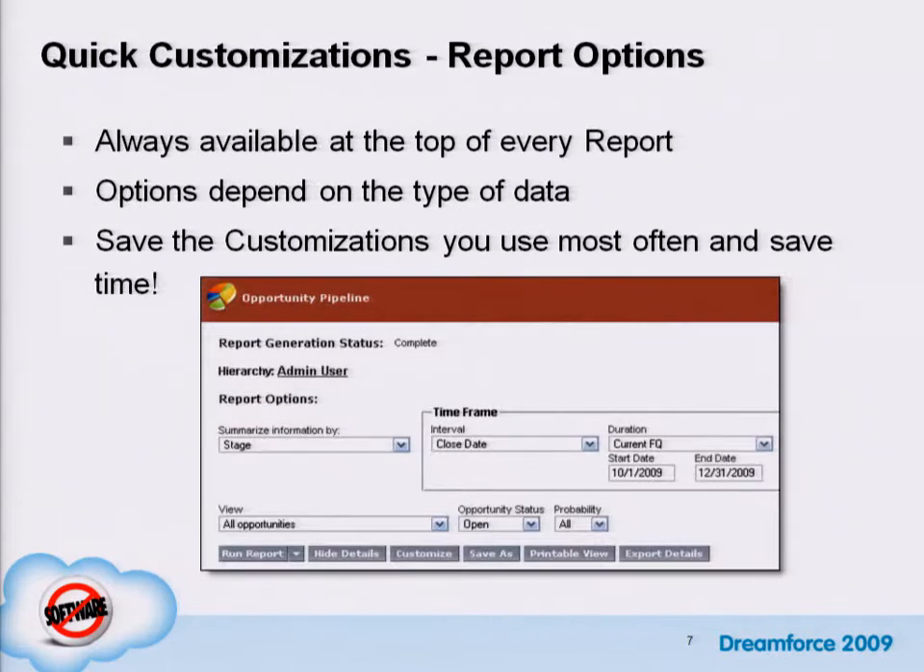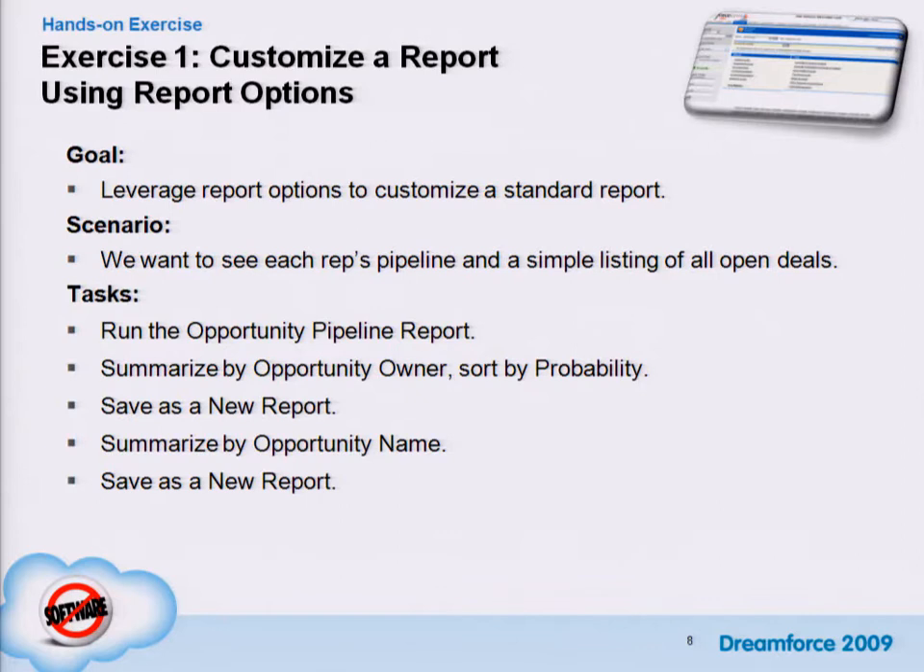The report options are listed at the top of any report that you run. They allow you to make some simple customizations very quickly in order to tailor the report to suit your needs. Okay? So what we're going to do is use the report options to customize one of the standard reports, and then we're going to save it as a new custom report. Because if you find that you're frequently making certain customizations, you might as well save it as a custom report so that you can run it the way you want it each time.